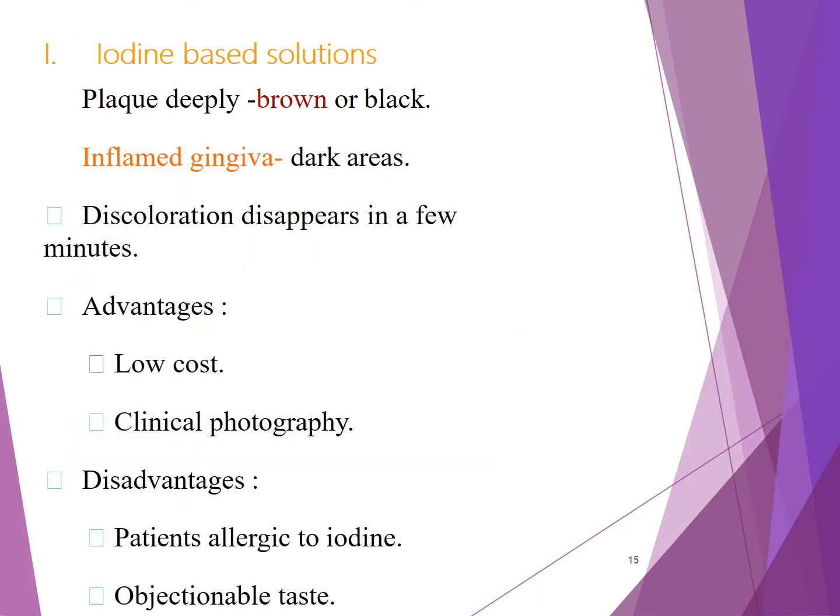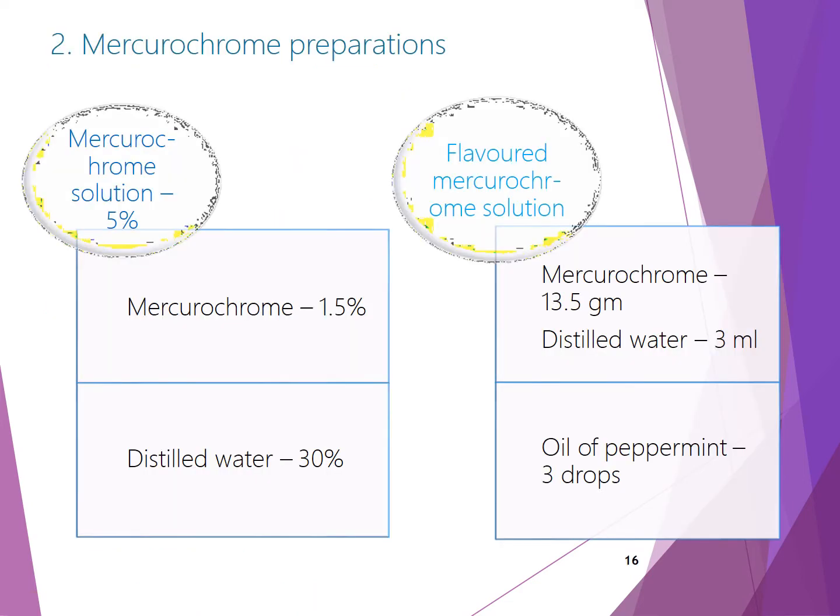Iodine based solution. Plaque colors as deep dark brown or black. Inflamed gingiva is seen as dark areas. Discoloration disappears in a few minutes. Advantage is it is low cost and good for clinical photographs. And the disadvantages are that some patients are allergic to iodine, and it has an objectionable taste.